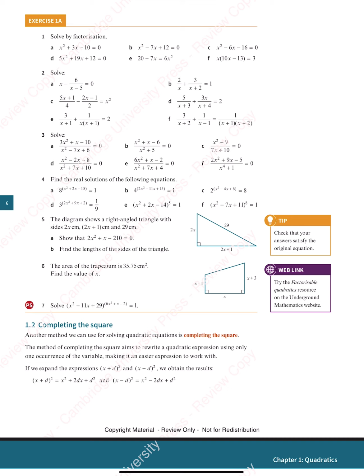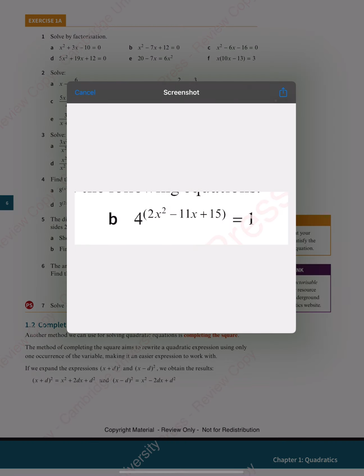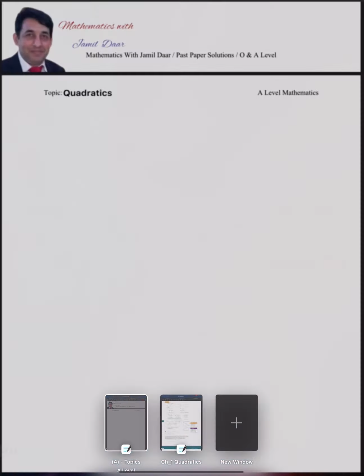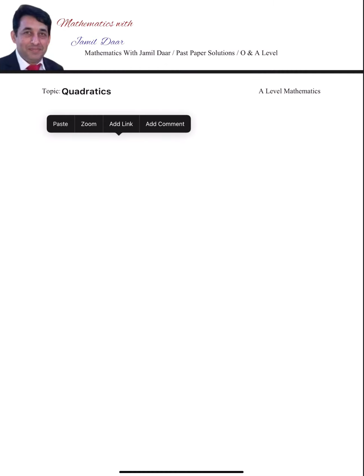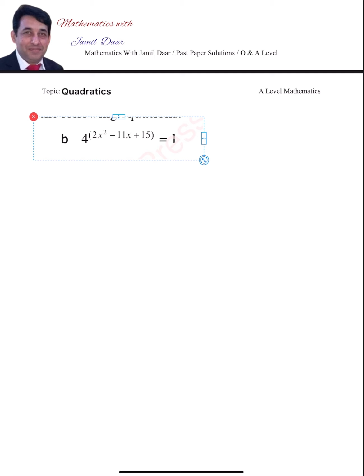Okay, coming to this question number 4, this says that this is equal to 0, and you have to find out the real solutions of the equation. So let me solve this question for you, this one, how we have to tackle this question. Okay, so this is part B. Now this is equal to 1. Can you write it 4 raised to the power of 2x square minus 11x plus 15?